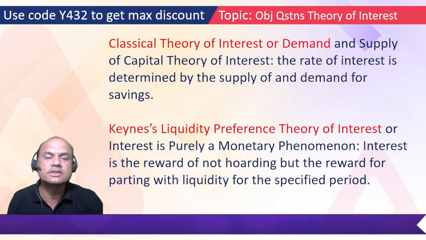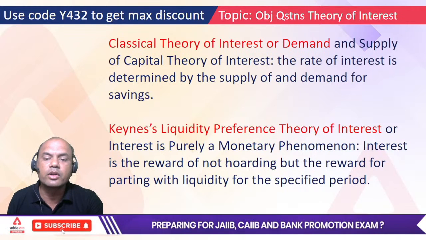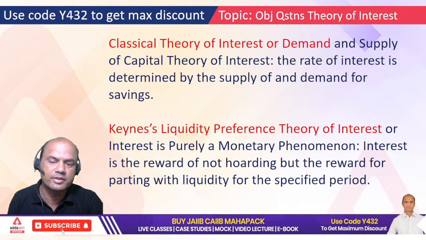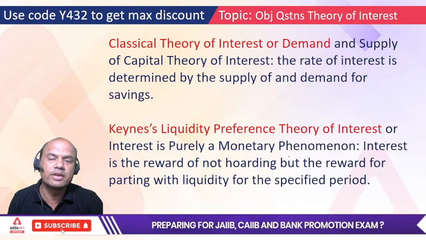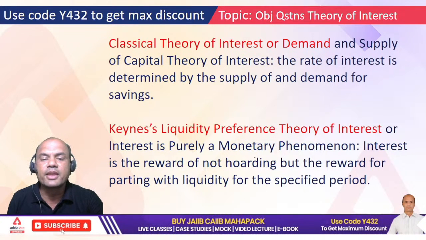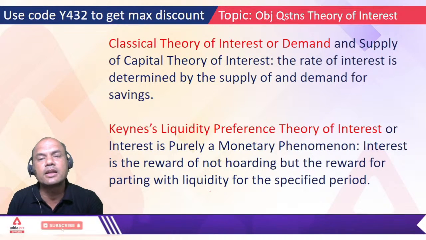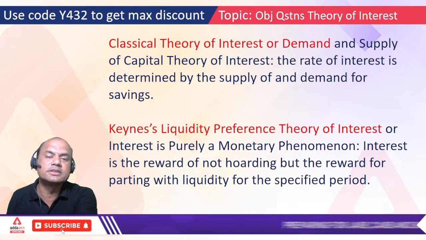What is Keynesian? Keynes's theory of liquidity preference says interest is the reward not of hoarding, but of parting with the liquidity for a specified period. So what does it mean? I just explained it in one of the earlier questions. If I part with my money, give it to someone for investment and doing some business, only then I'll get the rate of return and interest. So that is basically Keynes's theory.